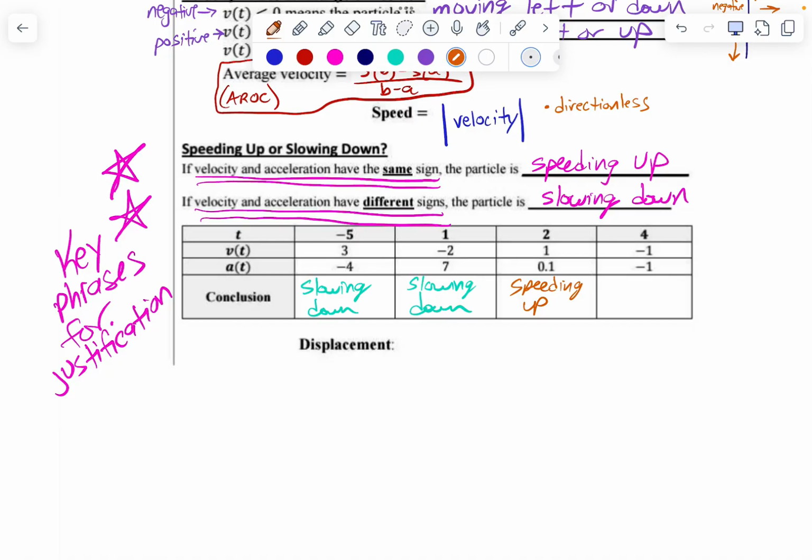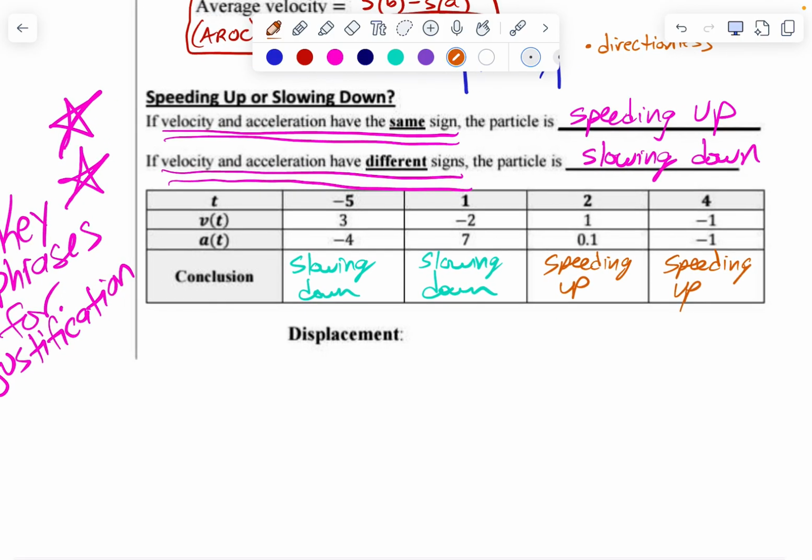All right, last one. What's going on there? Speeding up again. Which direction? Left for the last one. We're already headed negative. Now we're accelerating negative, so we're speeding up negative.